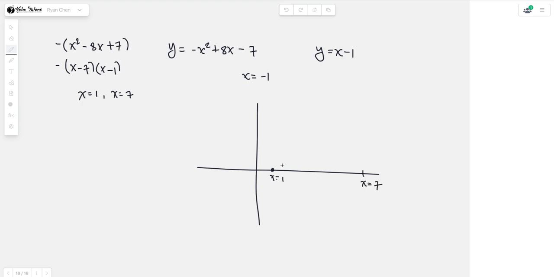I don't really need to know how high it goes. Well, okay, so we can average them, right? 1 plus 7 is 8, divided by 2 is 4. So we know that the maximum will occur at x equals 4, and it's a parabola facing down. So if we plug in 4, we get what? Minus 16 plus 8 times 4 is 32, right?